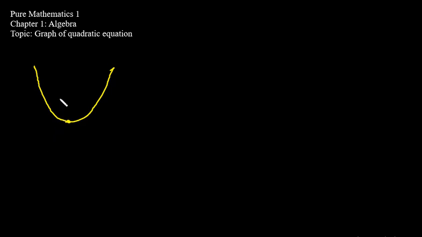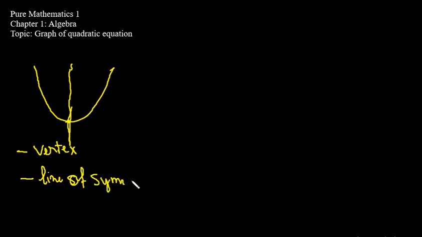The first one is called the vertex. The second thing you have to remember about the graph of a quadratic equation is that it has a line of symmetry. A parabola is symmetrical about a line, so it has a line of symmetry. From these two pieces of information, we can work out the graph of a quadratic equation.